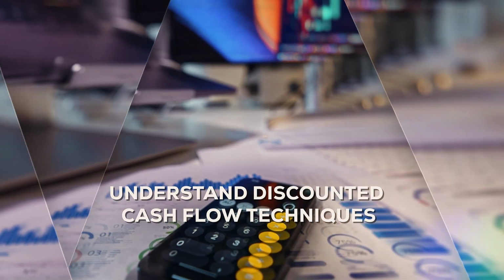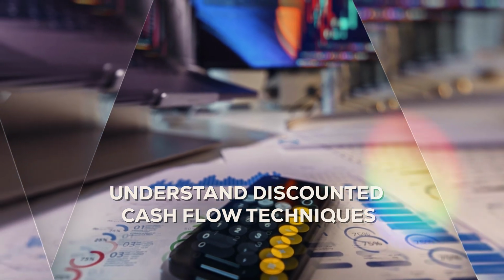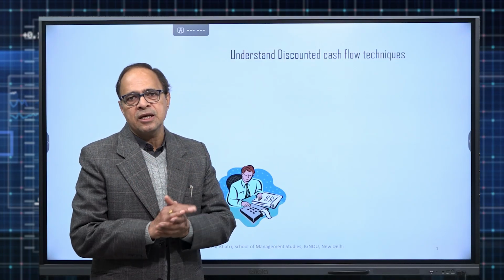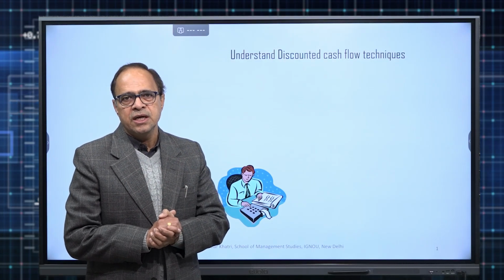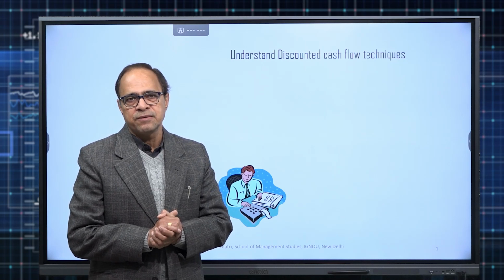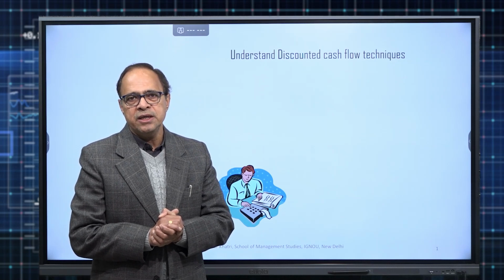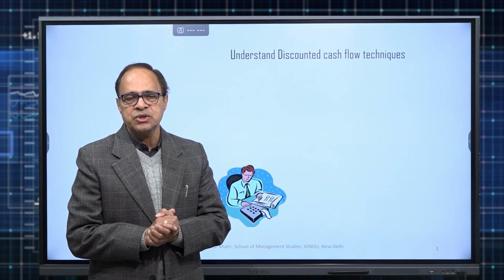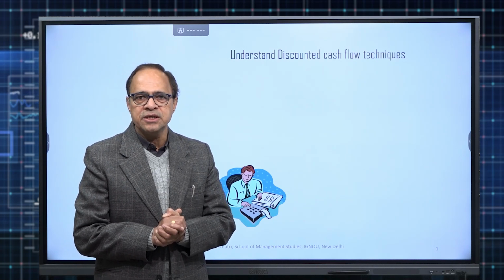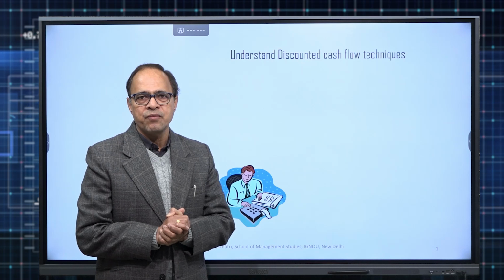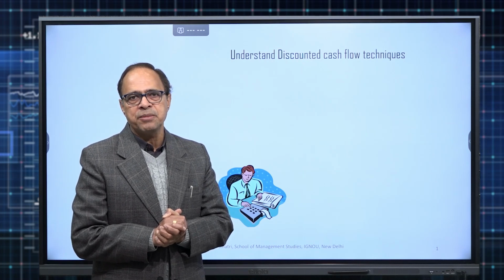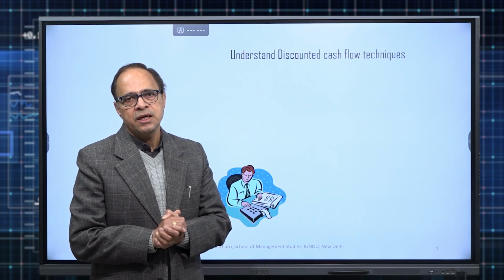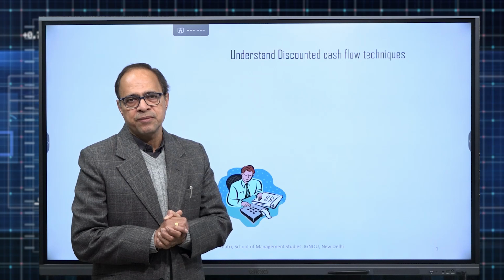Now today is the turn for discounted cash flow techniques. That means such capital budgeting methods in which time value of money is considered. As you know, money changes its value over the time scale. That means to say, whatever is the purchasing power of rupees 100 today, the same might not remain the purchasing power of rupees 100 a year after or 2 years after.